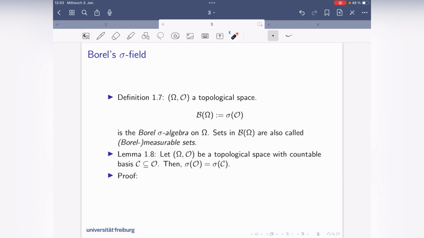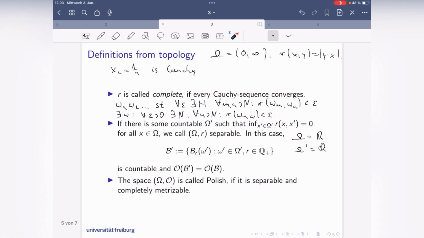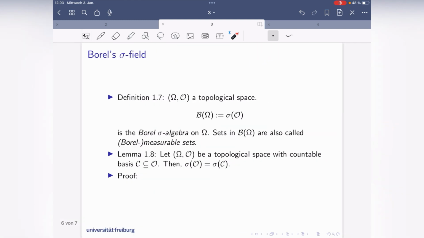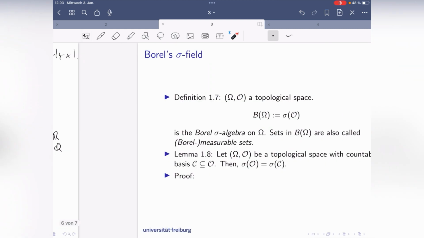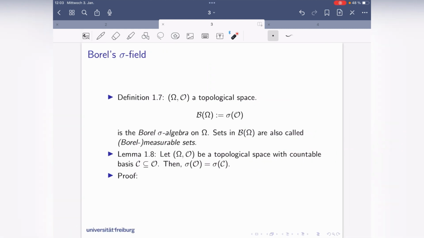There's one important thing that I just also mentioned. So if I have this separability here, I will typically have a subset B prime here, which is countable, which generates the whole topology. And that's the situation here. A topological space with a countable basis, which means that this C here generates my whole topology. Then the Borel sigma algebra is the sigma algebra generated by this countable set.